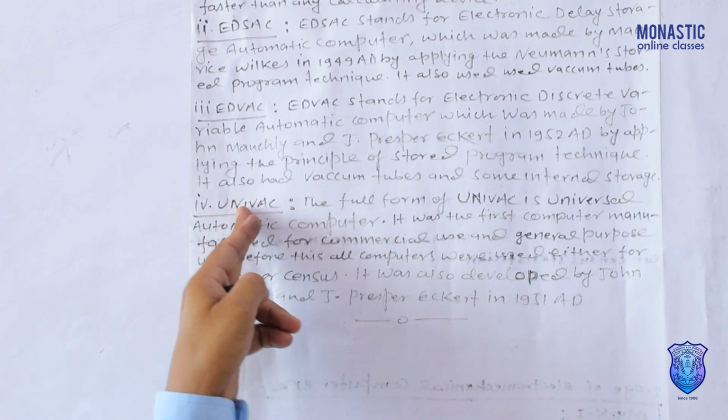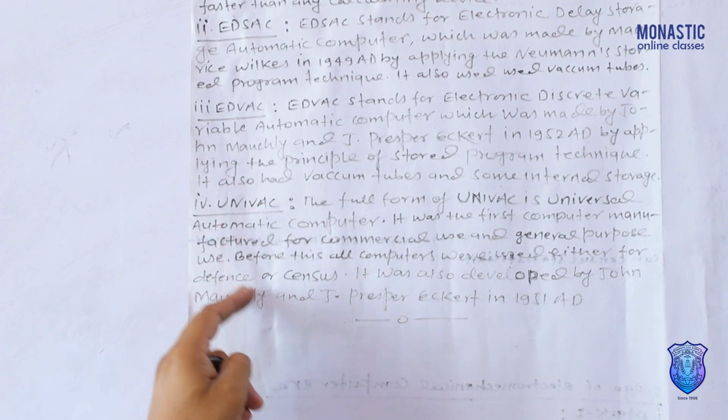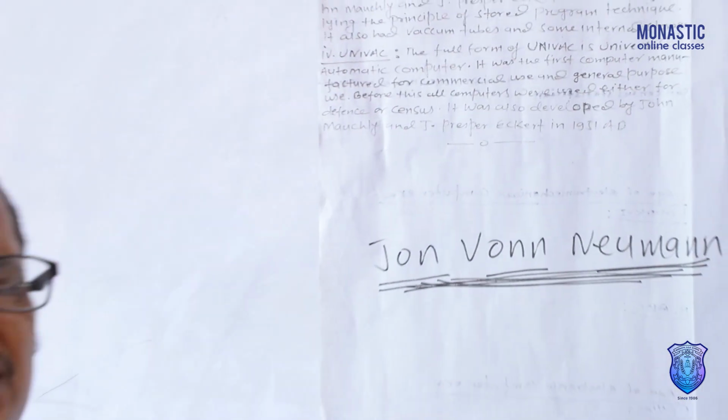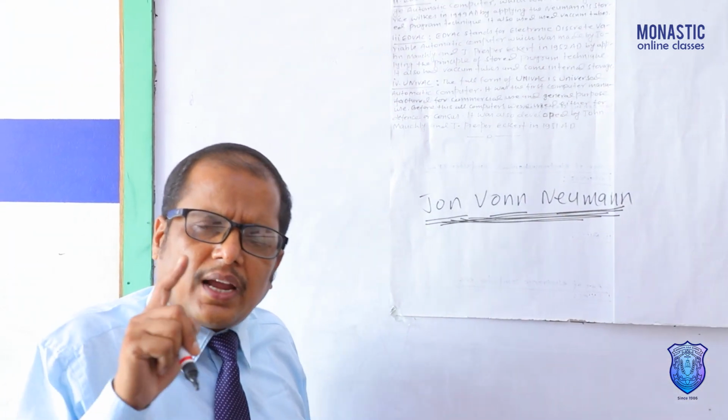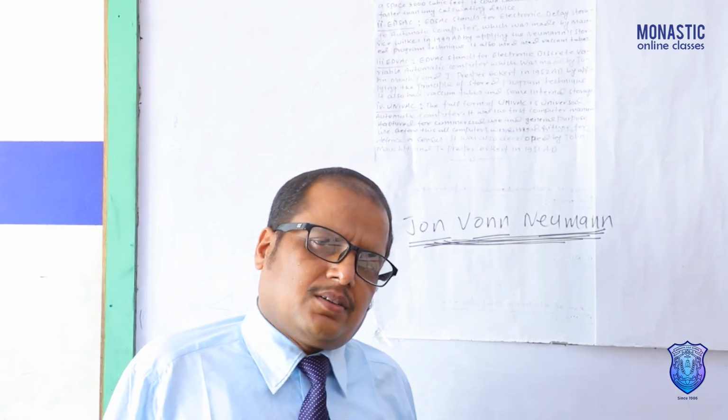This was also developed by two developers, John Mauchly and J. Presper Eckert. This computer was developed in 1951. Okay, thanks for today.